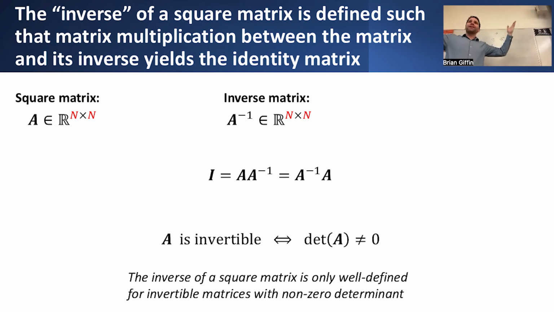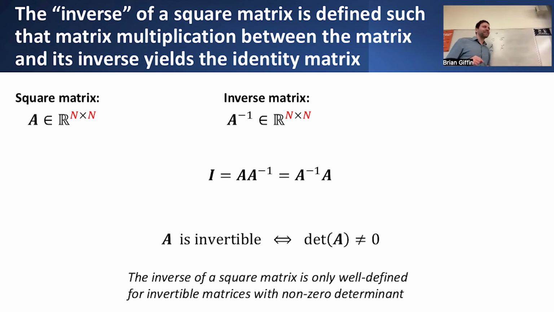So suppose I have a square matrix, A, with n rows and n columns. Its inverse is defined in a unique way, such that if I take the matrix product between A and its corresponding inverse, what I'll get back is precisely the identity matrix, the n by n identity matrix. And it happens to be the case that whether I take A times A inverse, or A inverse times A, doesn't matter. I'll still get the identity matrix back.